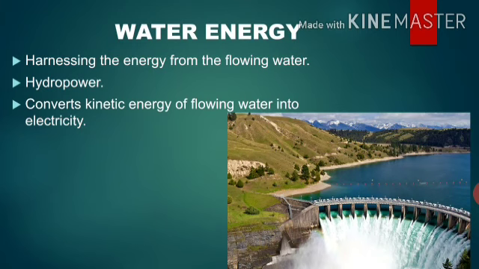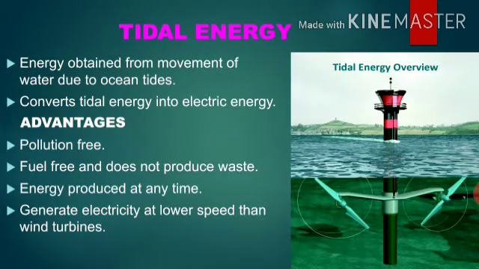In this, electrical energy is derived from water flow. Water falling from a height or hilly areas is a very suitable place to get the energy. It does not cause any environmental pollution or waste. The hydropower plants convert the kinetic energy of flowing water into electricity. So that is called hydroelectricity. The next topic is tidal energy.